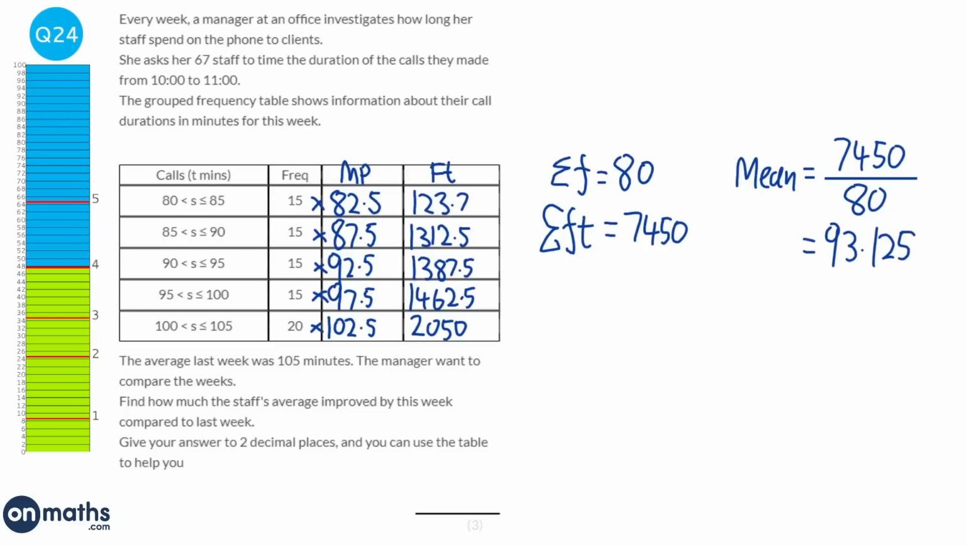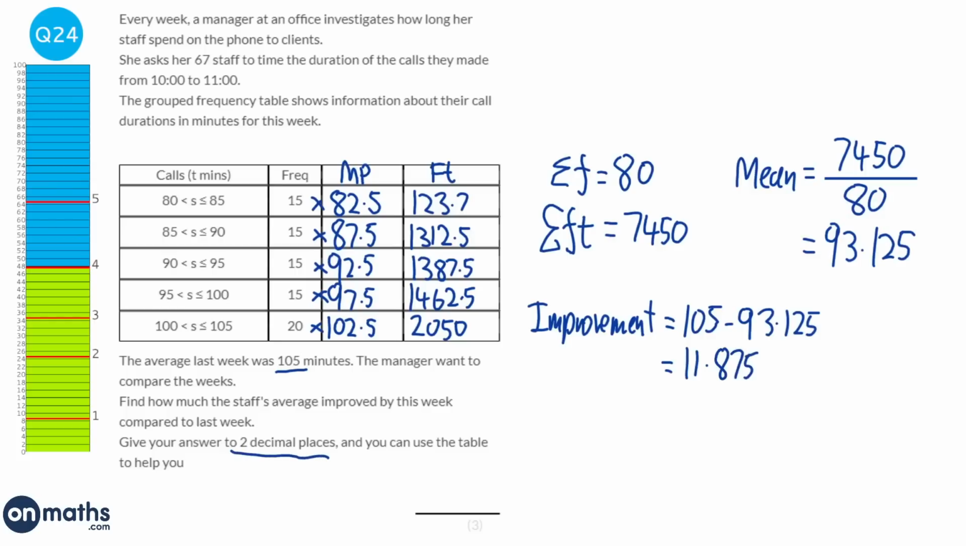Now this question is about the improvement that the manager has made to the call centre. So we're looking at subtracting the 93.125 away from the last week, which was 105. So we're looking for improvement, and we're going to do 105 take away the 93.125, and that's going to be 11.875.